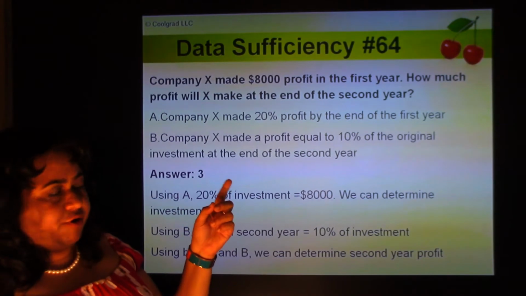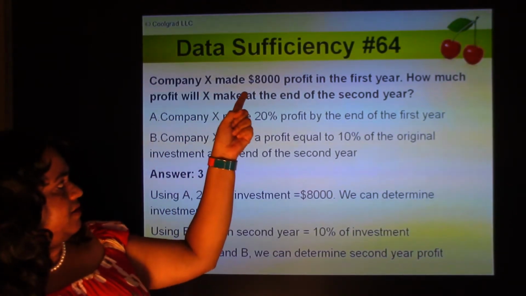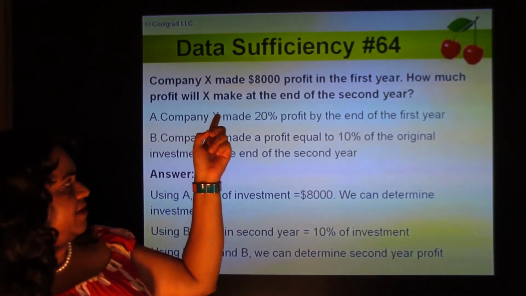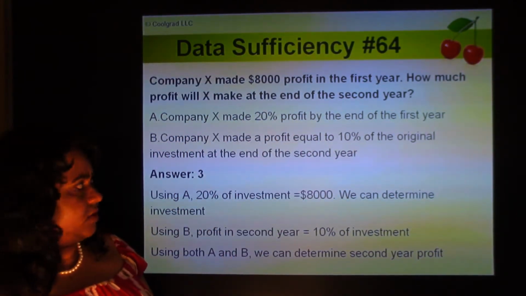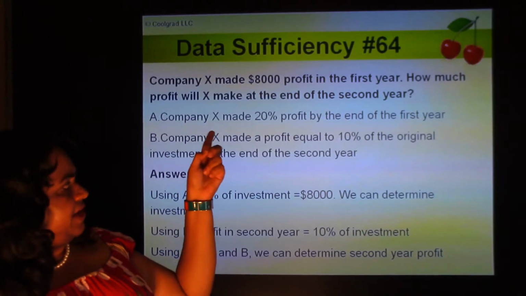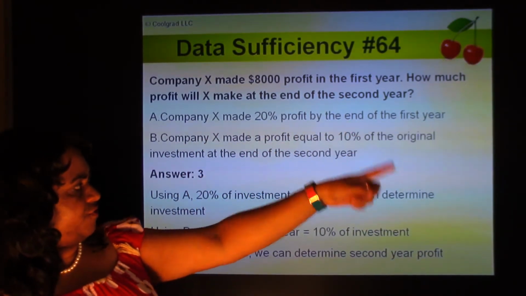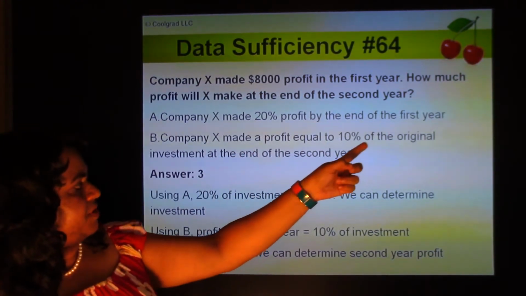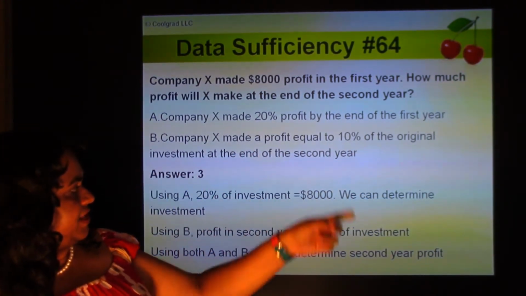So question 64. Company X made $8,000 profit in the first year. How much profit will X make at the end of the second year? Statement A. Company X made 20% profit by the end of the first year. Statement B. Company X made a profit equal to 10% of the original investment at the end of the second year.